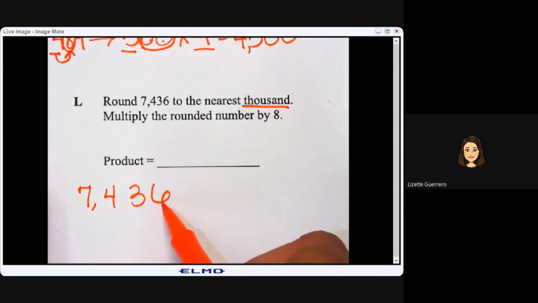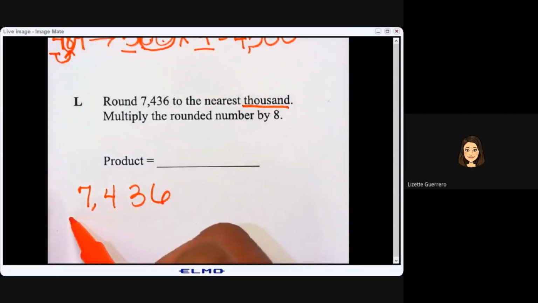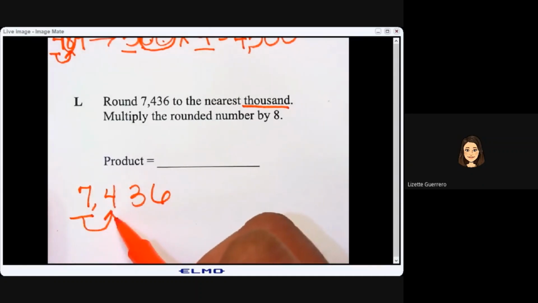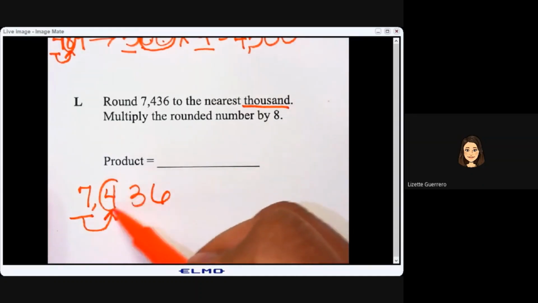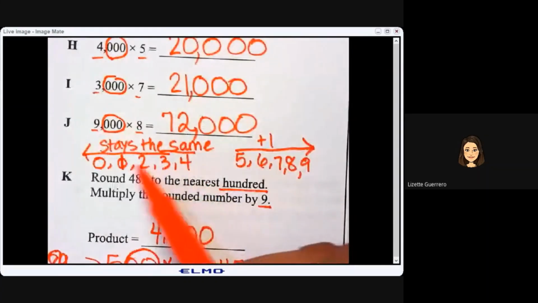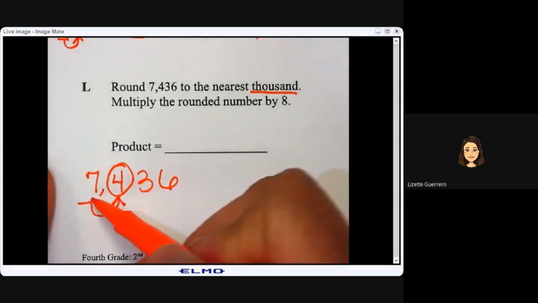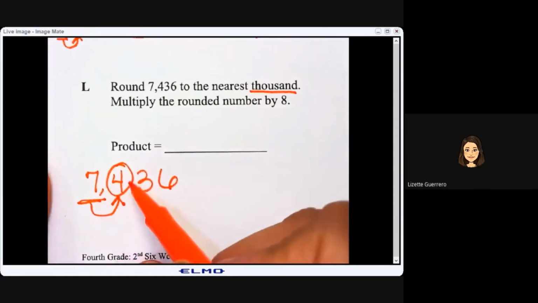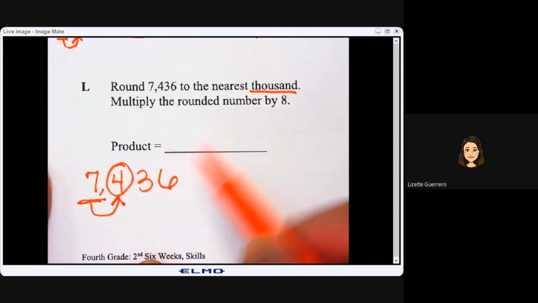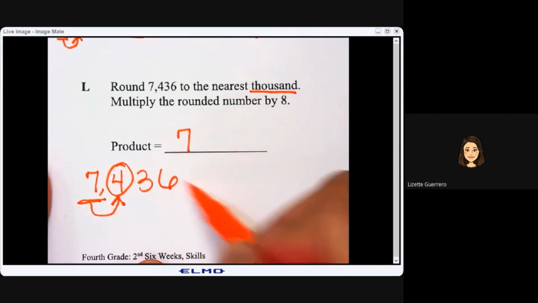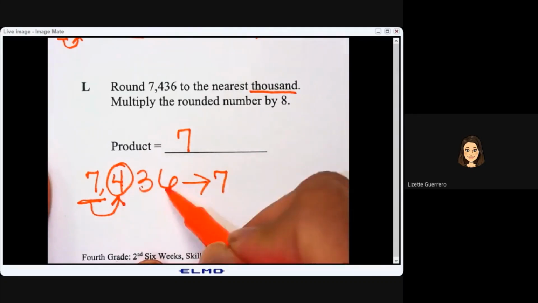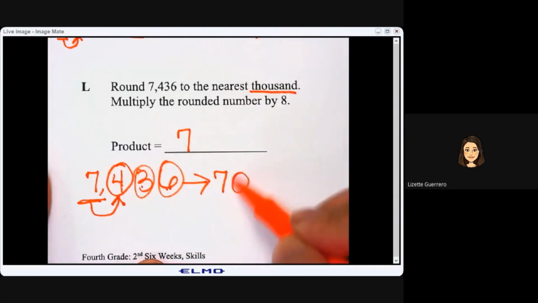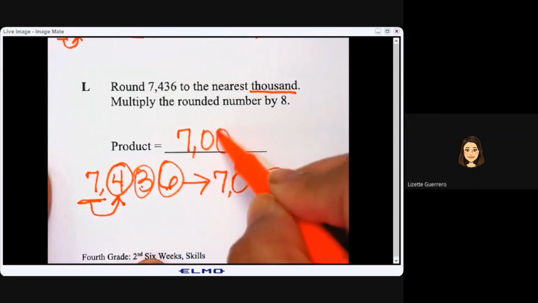So I'm going to underline my thousands place. Ones, tens, hundreds, thousands. Draw an arrow to the hundreds place and circle it. 4. And it says 4, 3, 2, 1, or 0. So the 4 is right here. It's going to stay the same. So my 7 is going to stay the same. Everything to the right of my thousands place will become zeros. So my answer is 7,000.